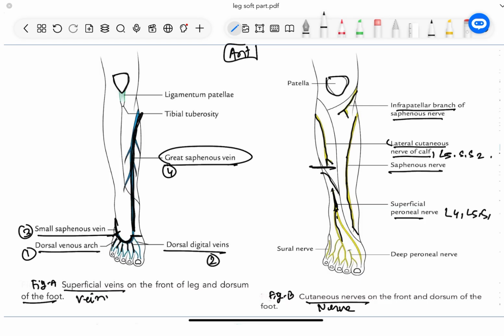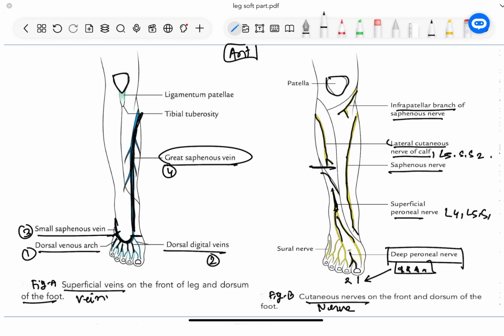The whole skin of the dorsum of the foot also will be supplied, and even the cleft between the first and second toe, which is supplied by the deep peroneal nerve, it is omitting. It is a very important point for MCQ. So, the cleft between the first and second toe will not be supplied by the superficial peroneal nerve. Which nerve will be supplied here? Deep peroneal nerve. So, the cleft between the first and second toe is supplied by the deep peroneal nerve.